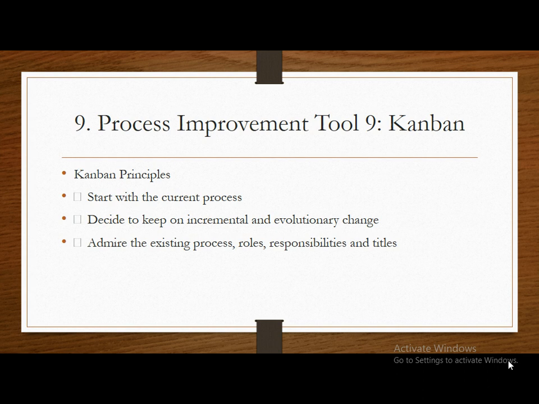Ninth is the process improvement tool 9, that is Kanban. Kanban was invented in the Japanese automotive industry in the first half of the 20th century. The Kanban principle starts with the current processes, then decides to keep on incremental and evolutionary change. Admire the existing processes, roles, responsibilities, and titles. So, what are the various benefits of Kanban? Why are we implementing Kanban?